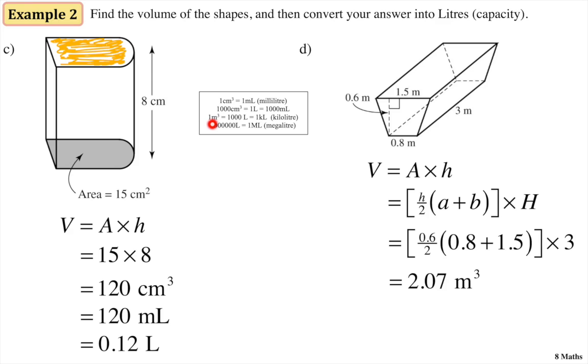Now, a cubic meter is 1,000 litres. So if I want to convert that to litres, for 1 cubic metre I have to have 1,000 litres. So I times this number by 1,000, and I get 2,070 litres. Because remember, 1 cubic metre holds 1,000 litres. So I've got a bit over 2 cubic metres, so it holds a bit over 2,000 litres.